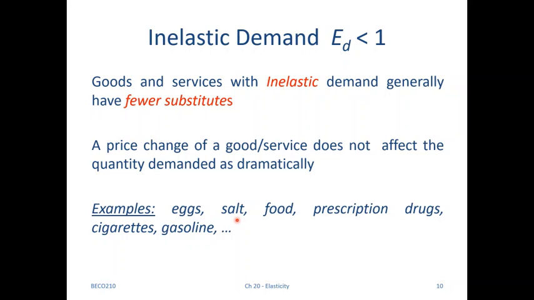We're not talking about the kinds of eggs. Or salt. If you don't put salt on your food, what would you put? Probably some of you would say, okay, we can put soya, we can put other things, but in fact, there are not many substitutes available for these products or cigarettes in the broad sense. So we say that demand is inelastic for products, goods, and services which have fewer readily available substitutes.